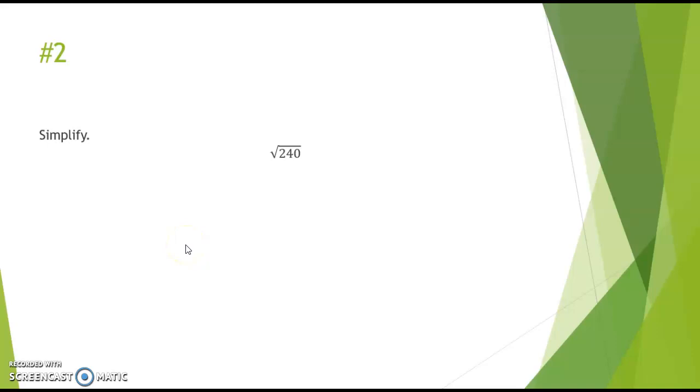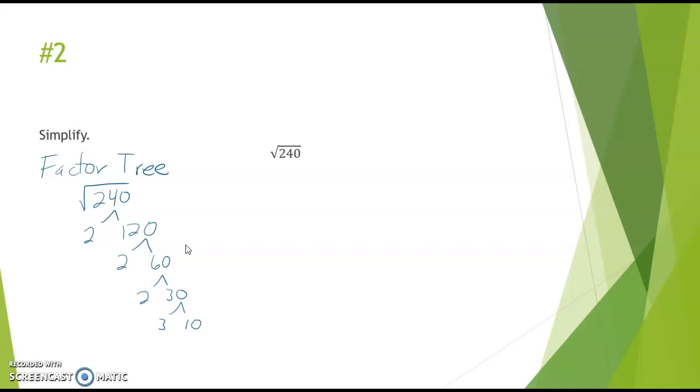Remember, when simplifying, there are two different ways that you can simplify. You can use the factor tree, which I'll do first here. So factor tree, I'm going to simplify 240. I know that 2 goes into 240, 120 times. Keep simplifying, so 2 times 60 gives me 120. 2 times 30 gives me 60. 3 times 10, and then 2 times 5.